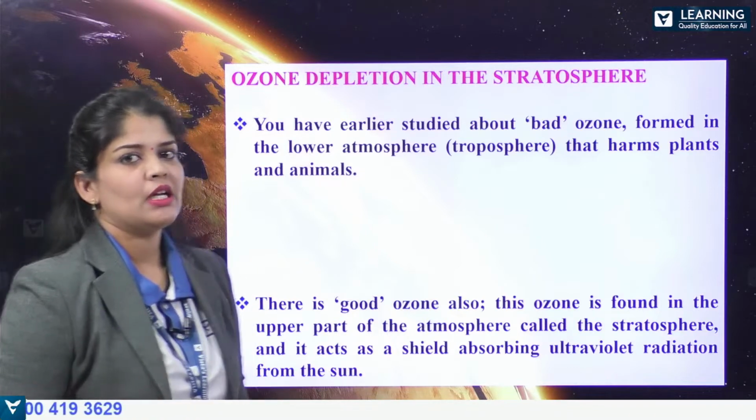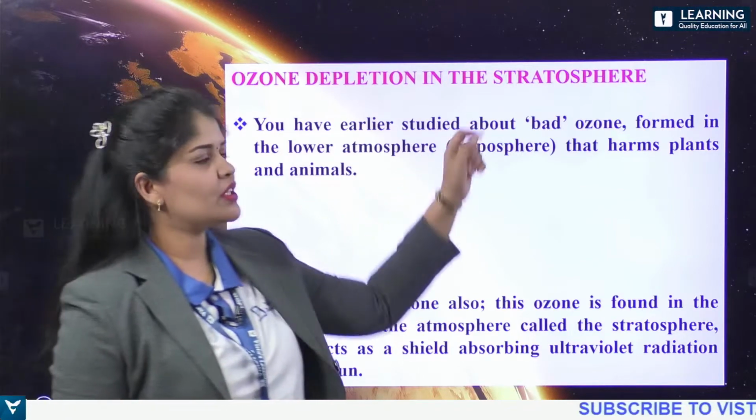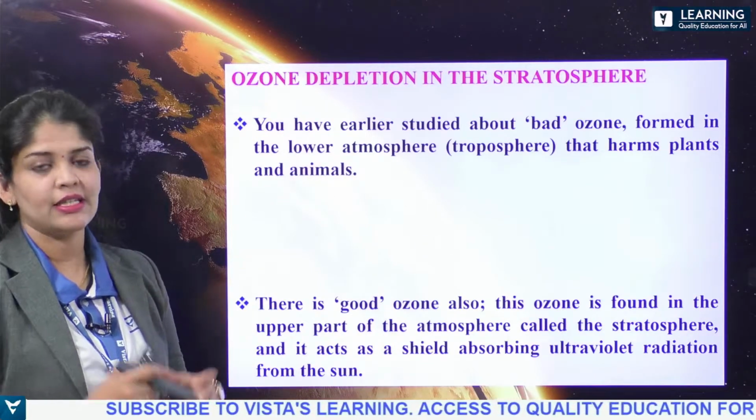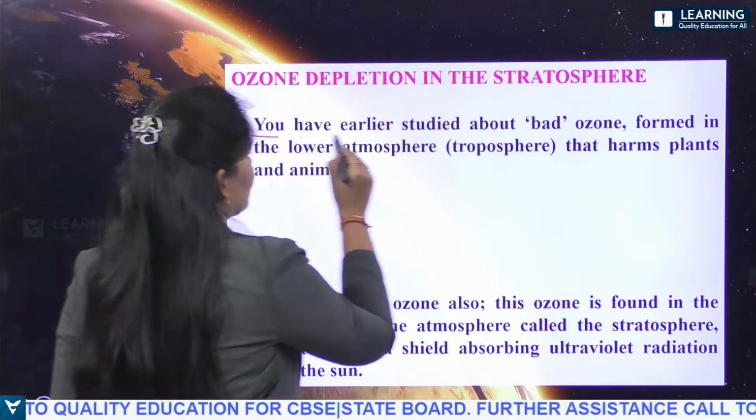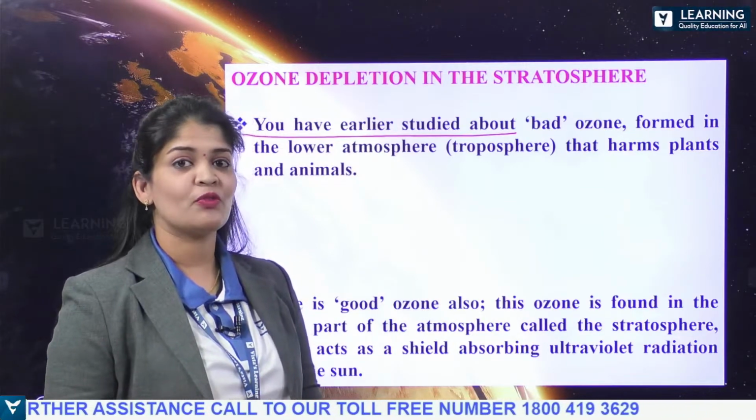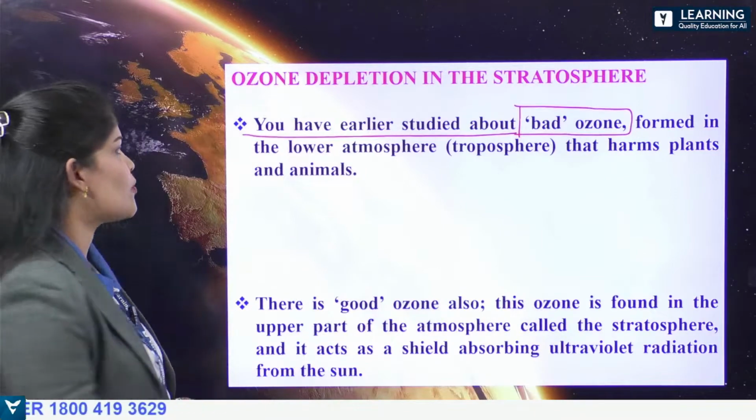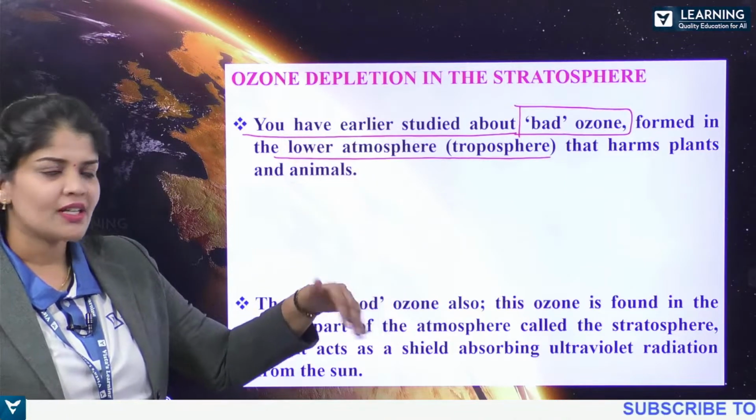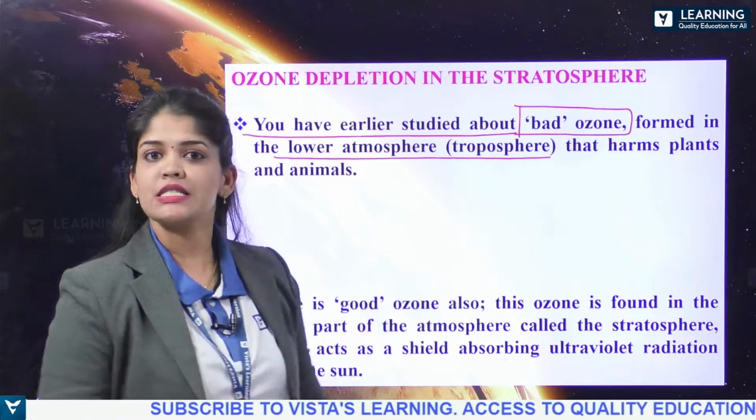So here we are looking into ozone depletion in the stratosphere. We know that these are atmospheric layers, and the stratosphere is the upper layer. Below that we find the troposphere. Earlier, in your Class 11 chemistry textbook, you studied bad ozone. Bad ozone forms in the lower atmosphere. There are a lower atmosphere and an upper atmosphere above the earth's surface, and the lower atmosphere is occupied by the troposphere.